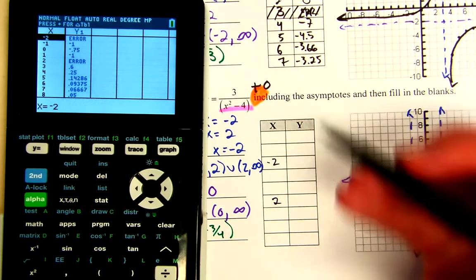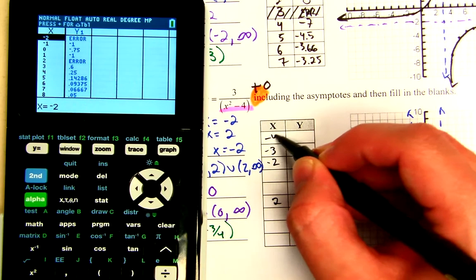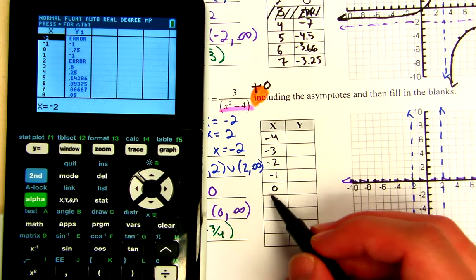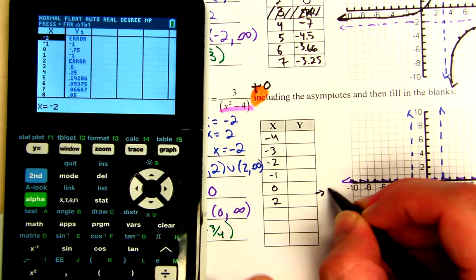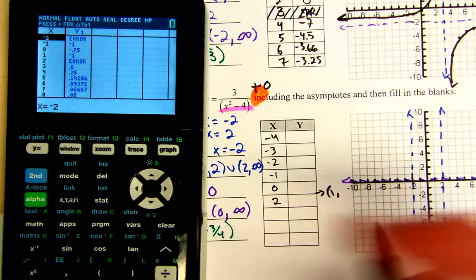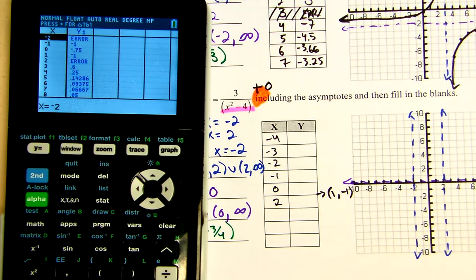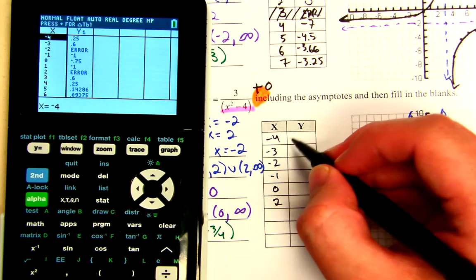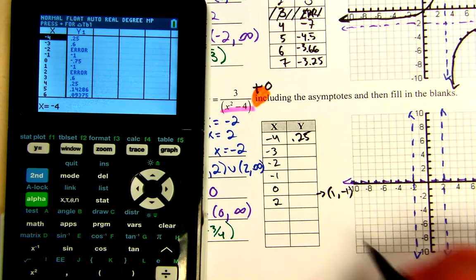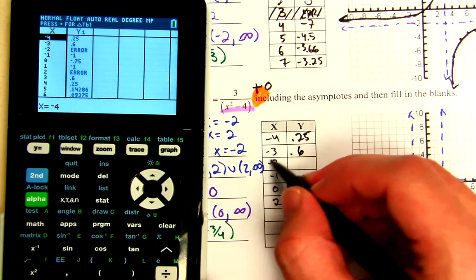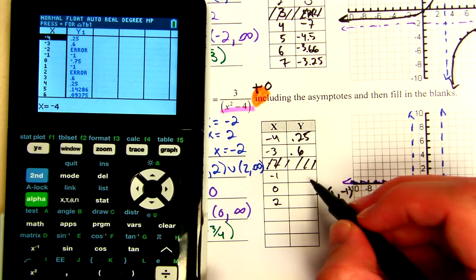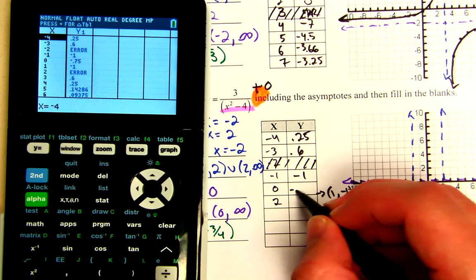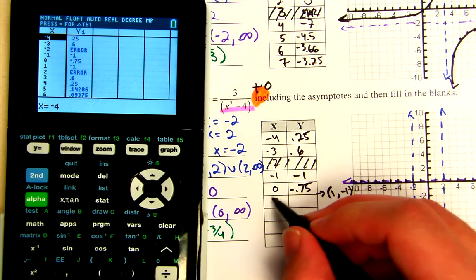I need to go above negative 2, so I need negative 3, negative 4, negative 1, 0, and I'd probably put 1 in here too. So I'm going to put off to the side 1, comma, negative 1. Alright, so we need negative 4, so let's go up, 0.25, negative 3, 0.6. Again, that's that error value. We don't have that. We're not graphing it. Negative 1, 0, negative 0.75, 2, we're not graphing.